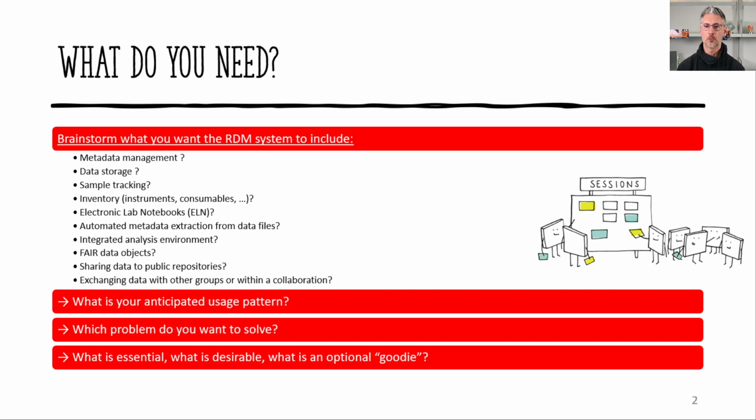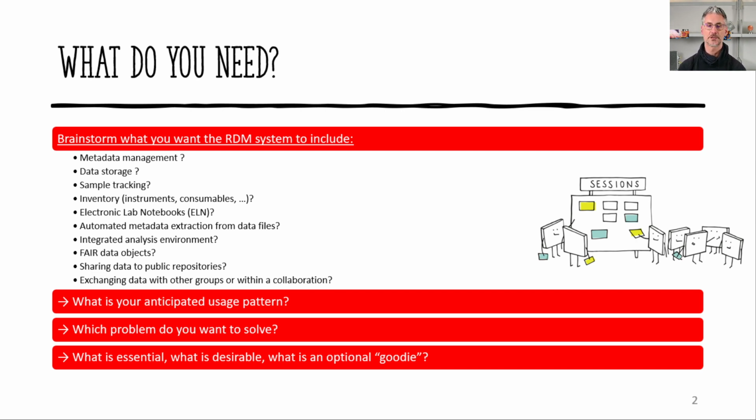First, we need to brainstorm what you want the RDM system to include. We probably want metadata management. We need to think about data storage, so that implies what kind of data do we have and how much of it do we have. Do we have samples that we need to track? Probably yes, so we have to have some system of tracking samples. You will also likely have some sort of inventory, like all the instruments, all the computers, the consumables, anything that is related to the research that we're going to do.